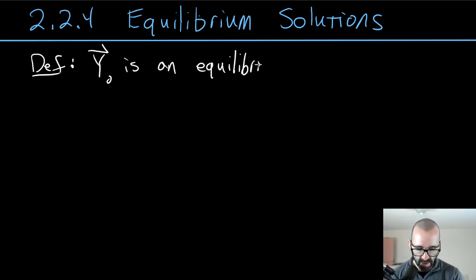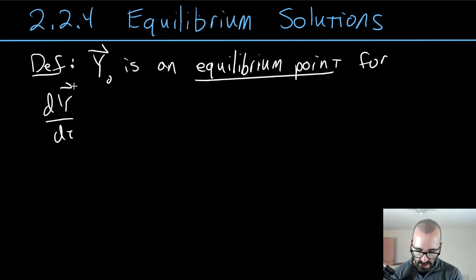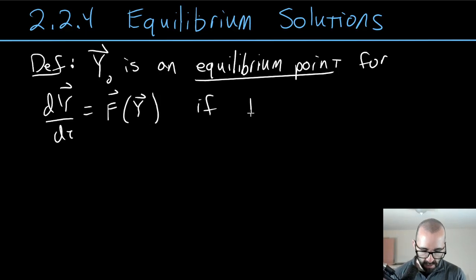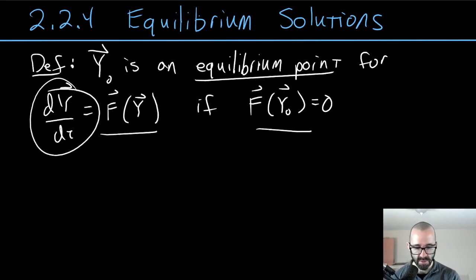Oh, equilibrium. I know what that means. We'll say it's an equilibrium point for some differential equation, written dy/dt is some function of the vector y, if f of y naught equals 0. Not surprising, right? We have some value, in this case a vector value, and it's an equilibrium point if it makes the rate of change equal to 0.